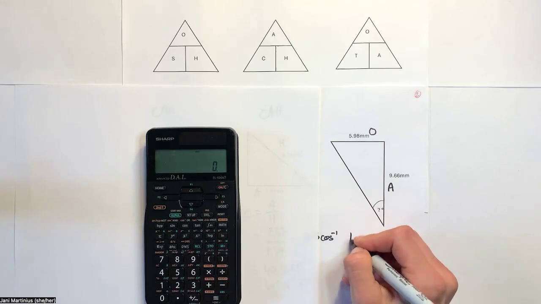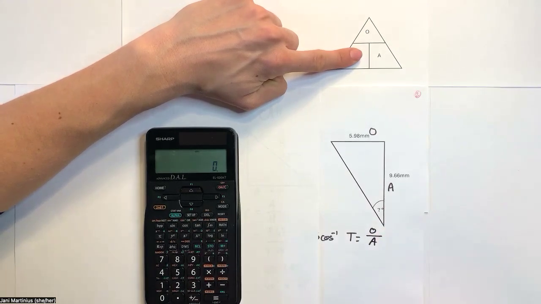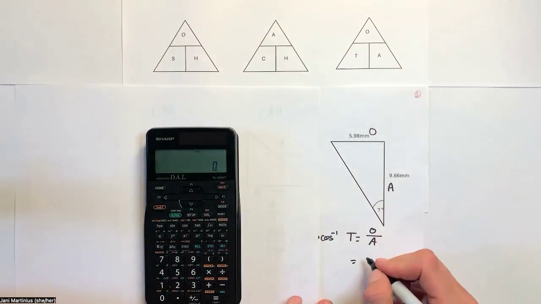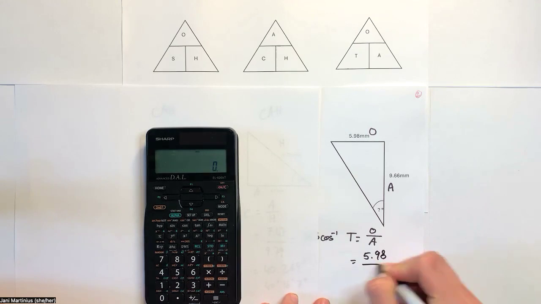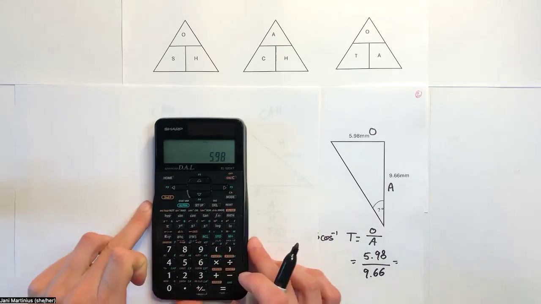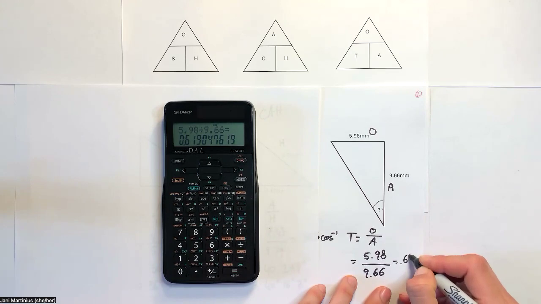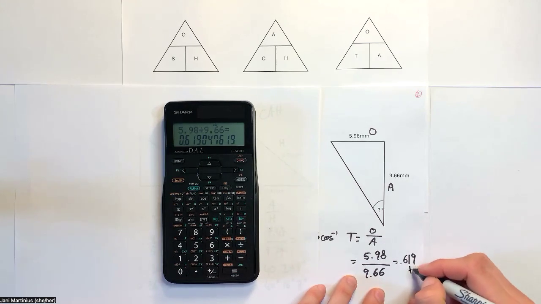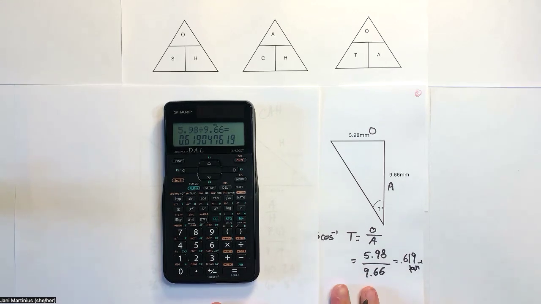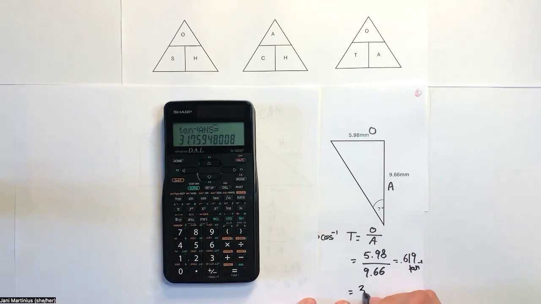Okay, so we're trying to find the T, so I can blot out the T, and what's left is opposite over adjacent, O over A. Popping in those numbers, 5.98 over 9.66. I'll just write it right here. 5.98, punching it into the calculator, divided by 9.66, 0.619.